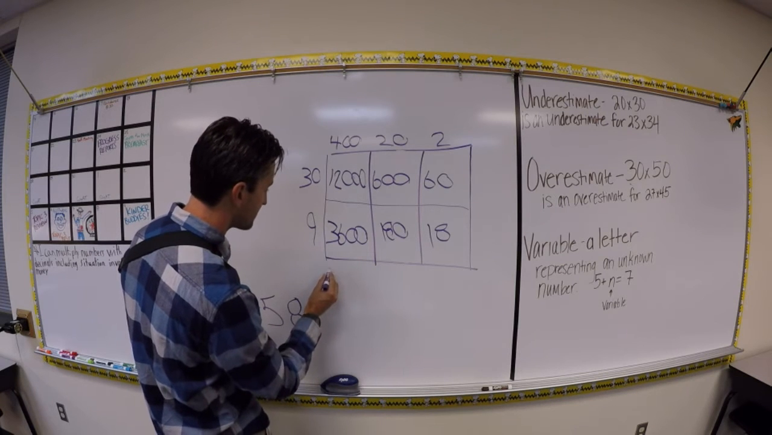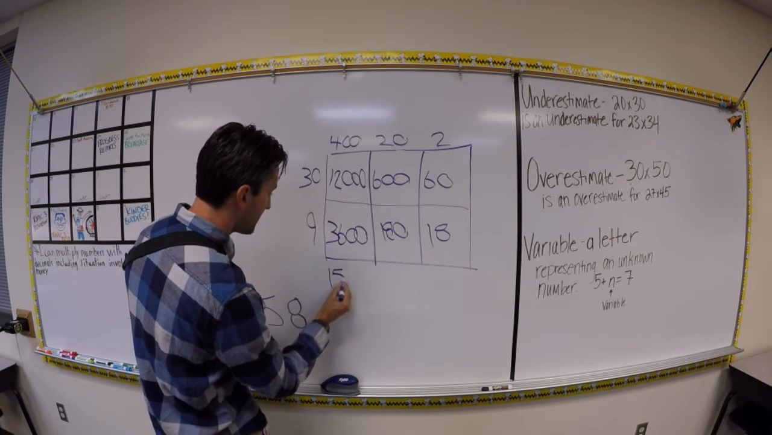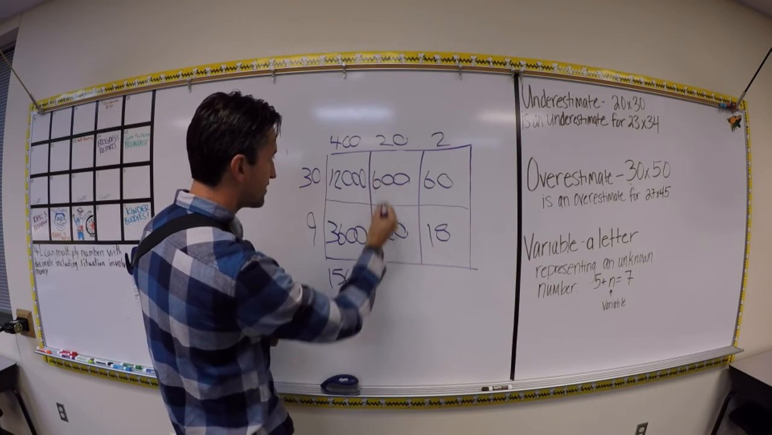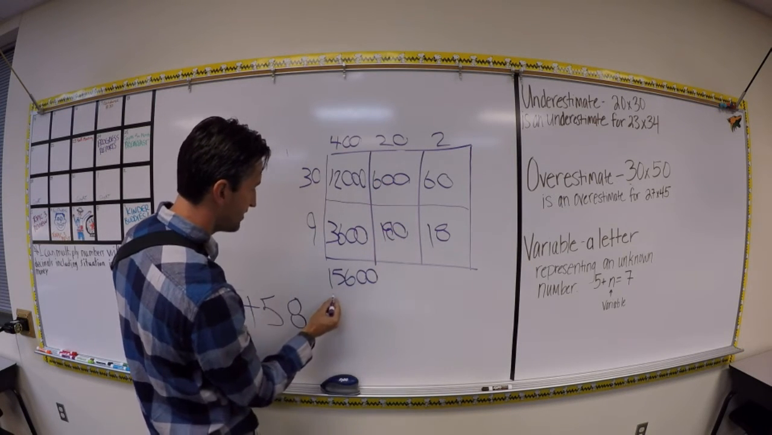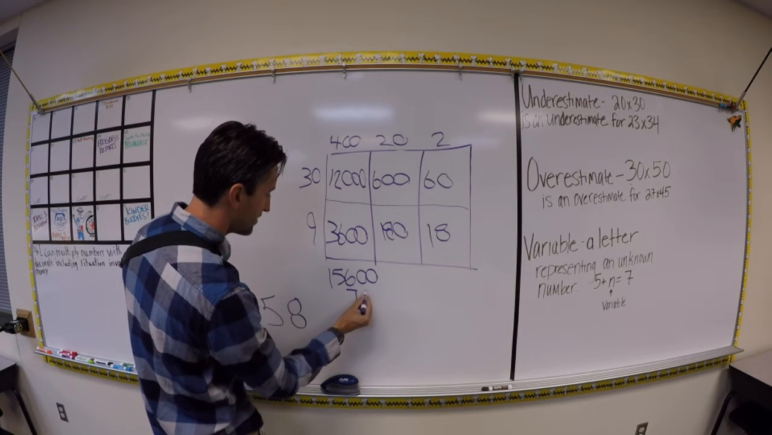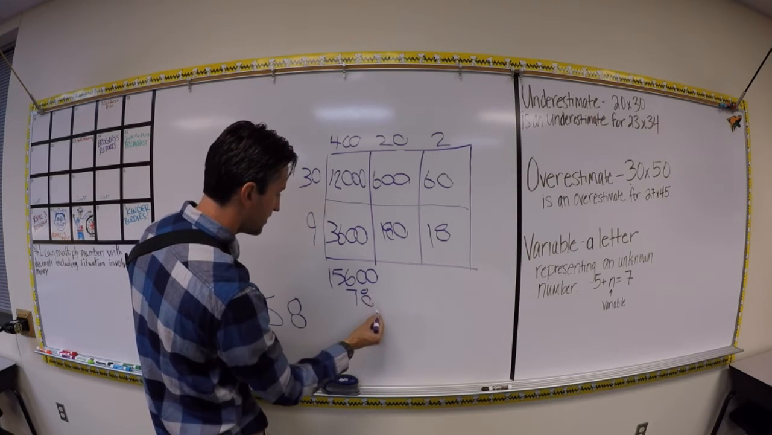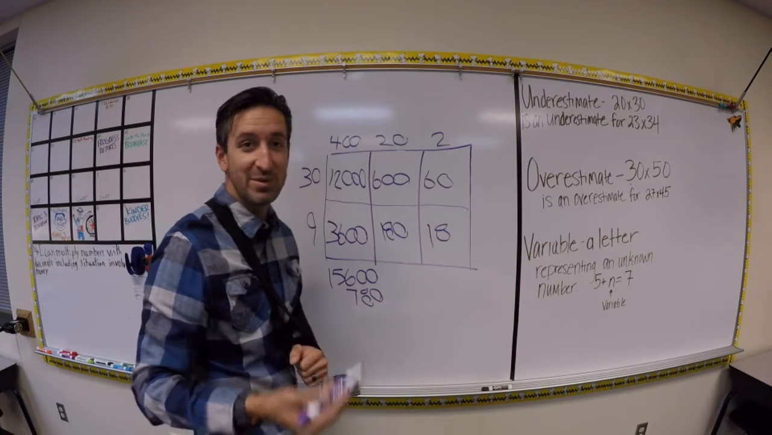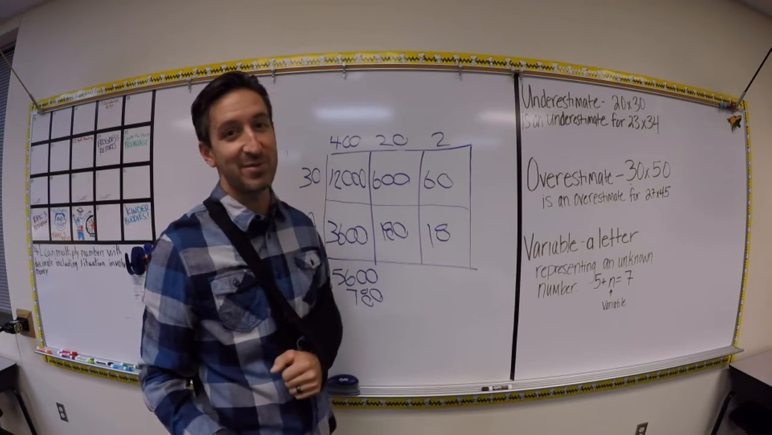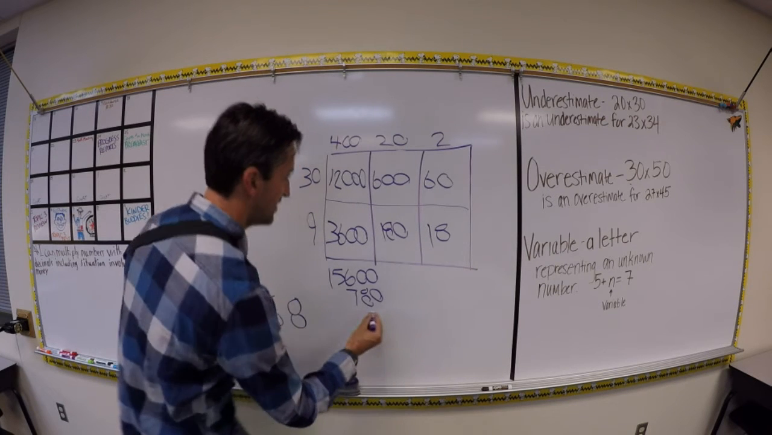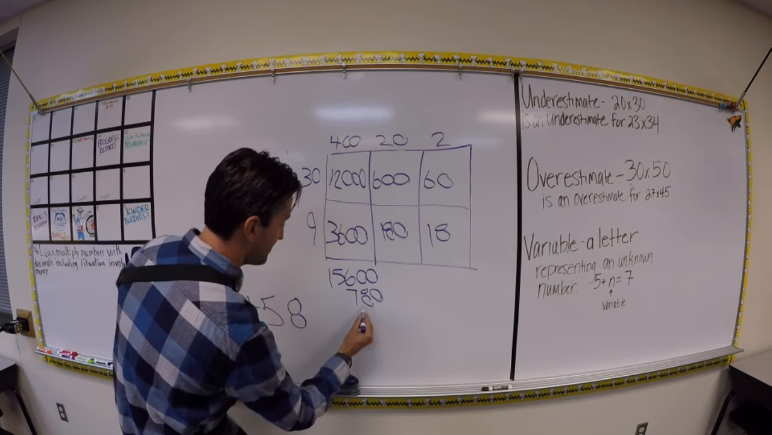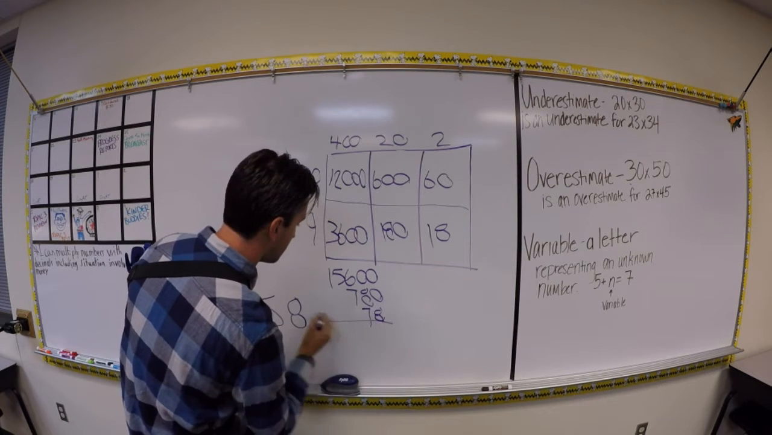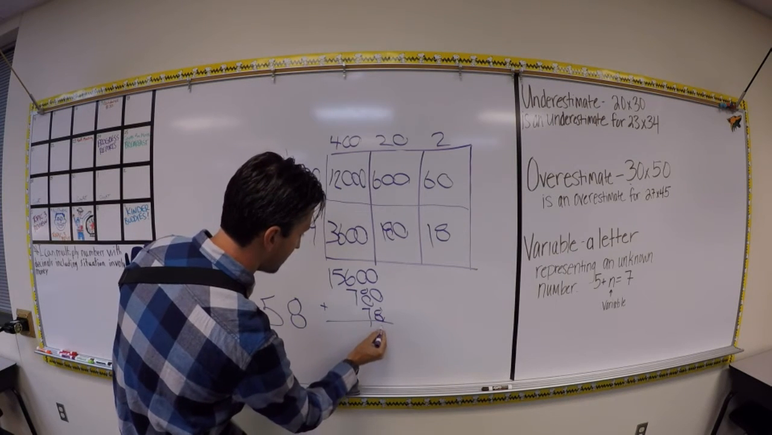12,000 plus 3,600 is 15,600. 600 plus 180 is going to be 780. I hope you guys can read my writing. Sorry. Normally I'm left-handed, but with the accident, now I'm going to be right-handed for a little while. 60 plus 18 is 78. Now I can add everything together.